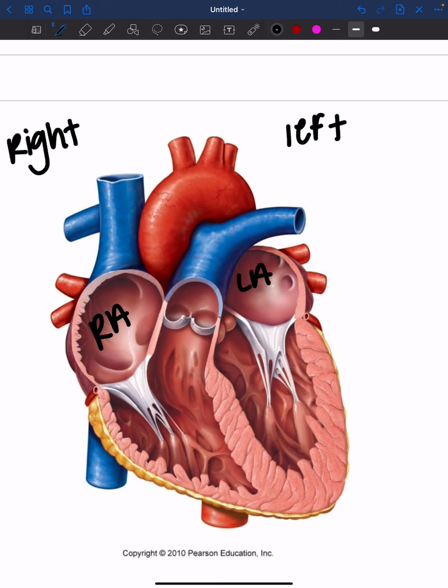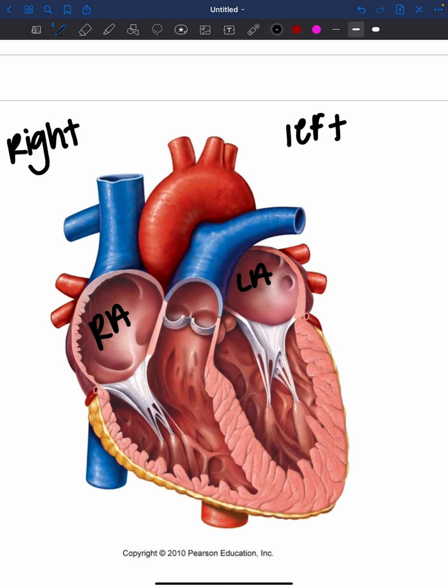Once you're able to say, okay, something is the ventricle, something is the atrium, it's really easy. If you can identify whether it's an atrium or a ventricle, and then you have your right and left sides, that's the easiest way to remember it. It's not confusing at all if you break it down into little pieces.